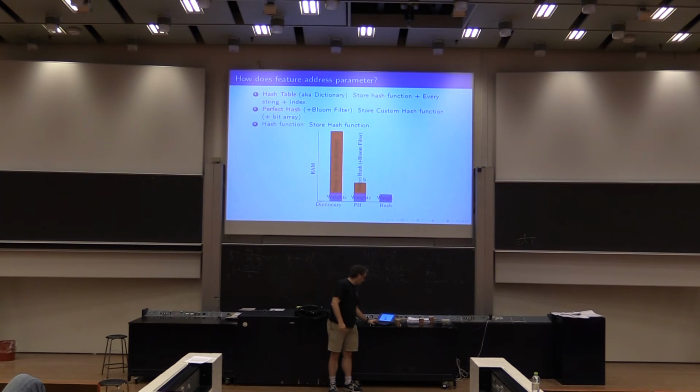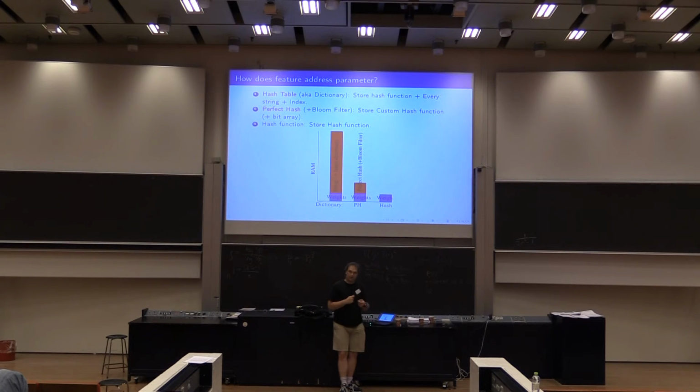If you're using a perfect hash, you can use a Bloom filter to at least detect whether or not the thing that you're perfect hashing is actually in the set that you saw in advance. And then you require much less RAM, and things tend to be a bit faster. But still, you require a significant amount of RAM.